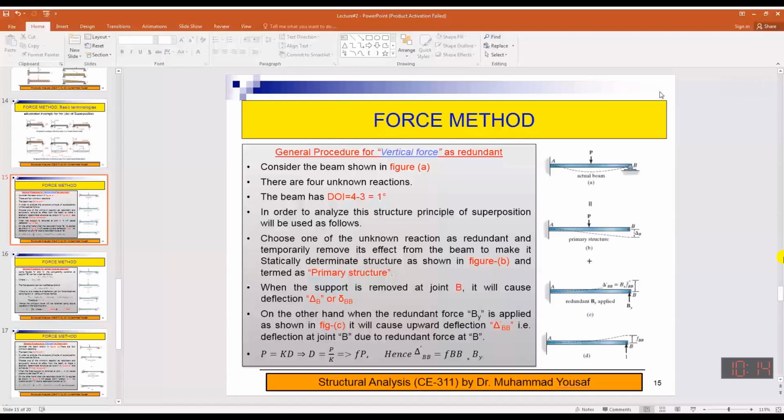Also, this method is applicable for indeterminate structures. In this case, you can see this is a propped cantilever beam. There are 3 reactions and a 4th reaction, so minus 3 equilibrium equations, this is 1 degree in excess. That is known as the degree of indeterminacy. So a single degree of indeterminacy is there for this beam.